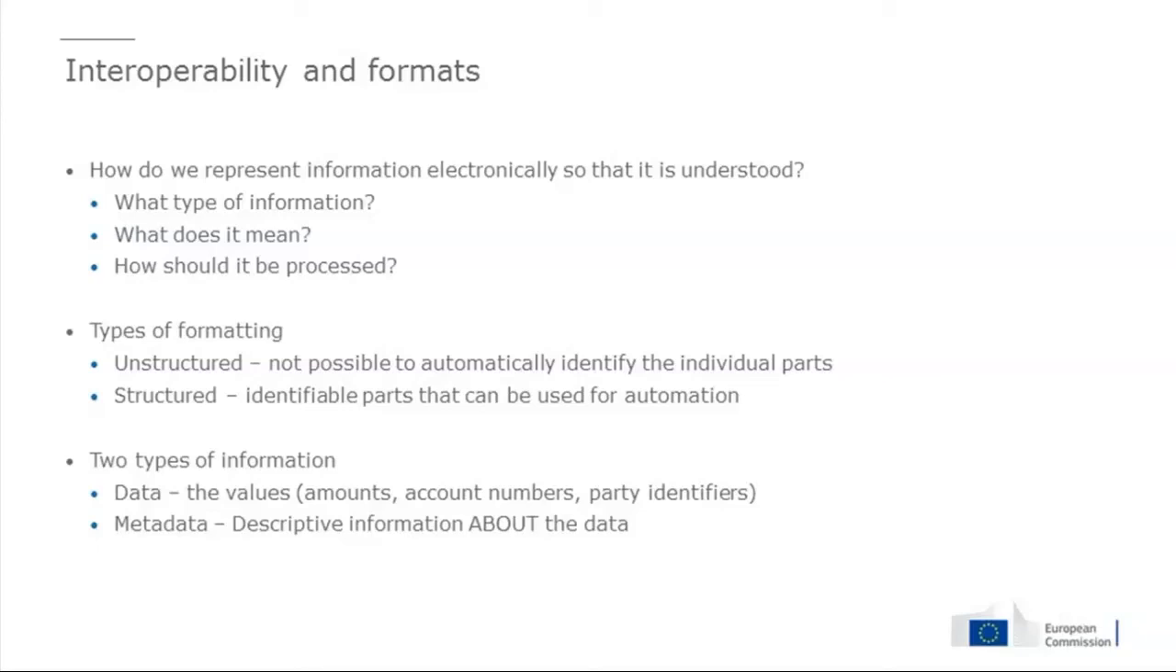And there are different ways of doing this, of course. We can have unstructured information or structured information. When we say structured, I mean that it's identifiable parts that can be used for automation. When it's unstructured, it's not possible to automate in a rational way. And particularly when we're talking about XML, we have the data itself, but also information about the data in the markup. So those two concepts are important.